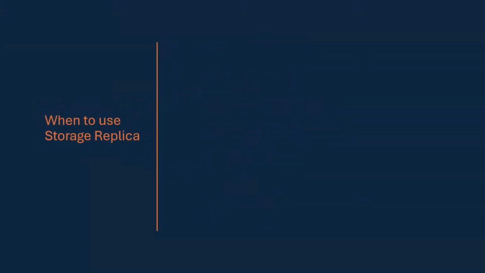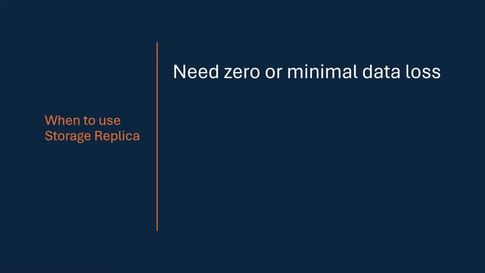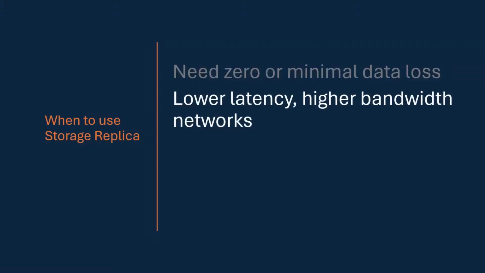So, when could I use Storage Replica instead of DFSR? I need zero data loss, minimal data loss. I can't be dealing with locked files. I can't be worried about replication being out of sync for very, very long periods of time. I've got lower latency and higher bandwidth networks, although compression will help here. Ideally, if you're going to push this much data, you're going to want to have better networks.